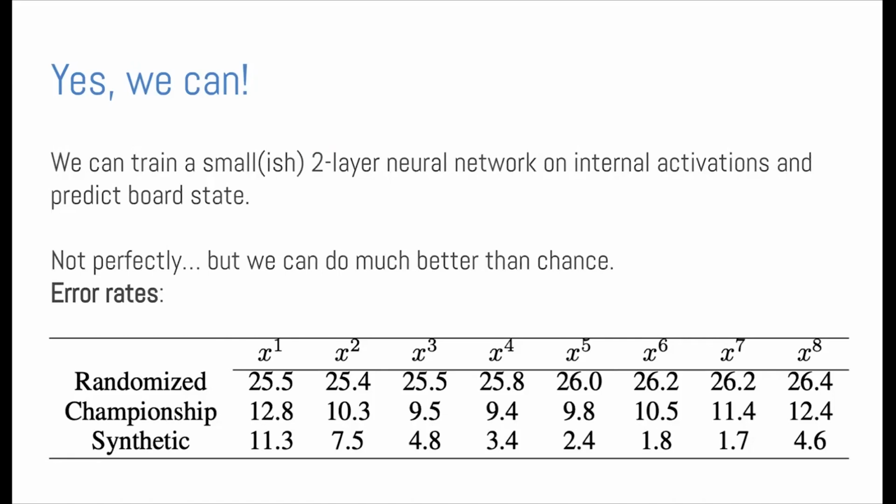So the randomized row gives you a baseline. For the championship games, which is a relatively small data set, you can see we can get much better than randomized. So it's clearly getting at something in there. And for the network trained on synthetic games, you can see that for the later layers, you actually get an extremely low error rate. So what this tells us is that there is a relatively strong representation of the board state at any given moment.